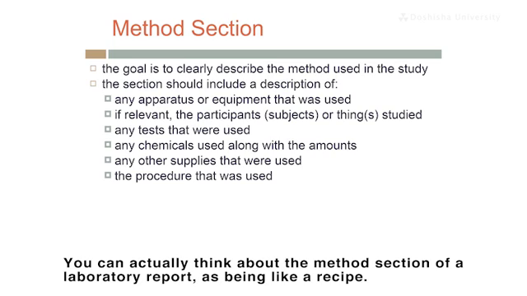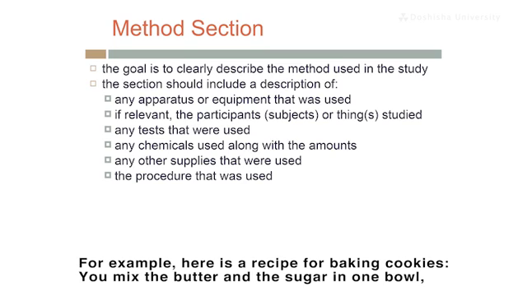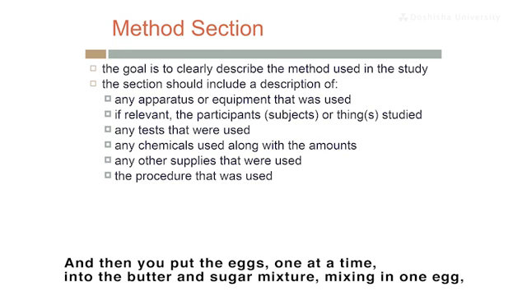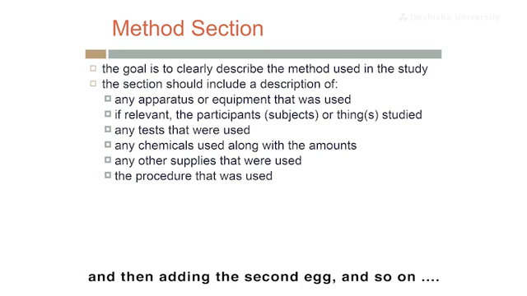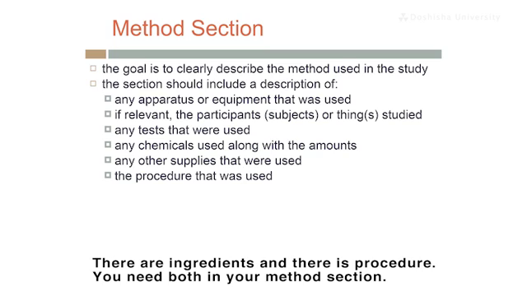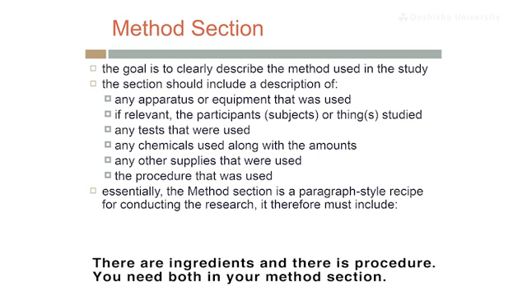So you can actually think about the methods section of a laboratory report. It's sort of like a recipe. Like there's a recipe for baking cookies. You mix the butter and the sugar in one bowl. And in a separate bowl, you mix the flour, the baking powder, and the baking soda. And then you put the eggs one at a time into the butter and sugar mixture, mix in one egg, and then add the second egg, and so on. I won't bore you with my chocolate chip cookie recipe. Maybe I already have. But there's a recipe. So there are ingredients, and there's procedure. You need both in your method section.